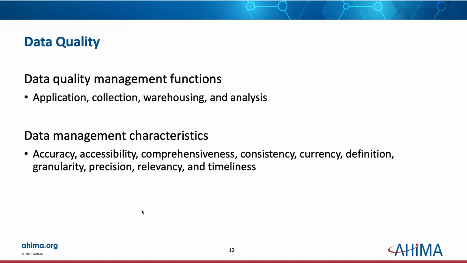Data quality. Data quality management functions include application, collection, warehousing, and analysis. And data management characteristics include accuracy, accessibility, comprehensiveness, consistency, currency, definition, granularity, precision, relevancy, and timeliness. And I hate to tell you this, but you've got to know what each one of those mean.